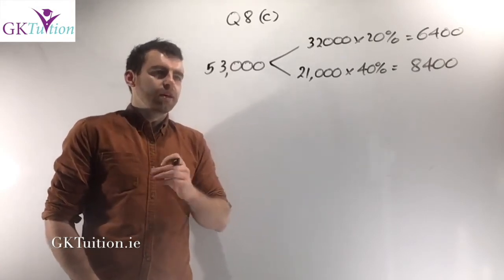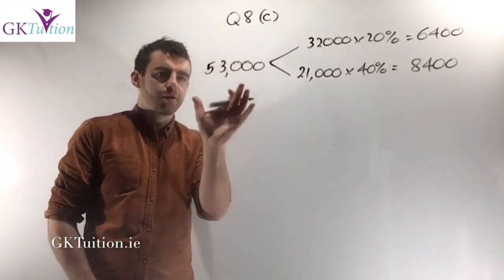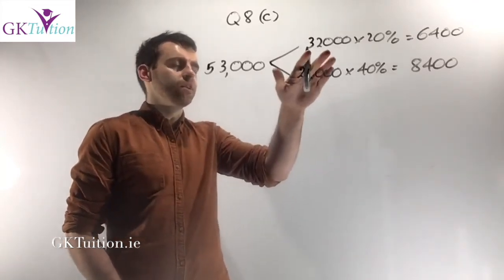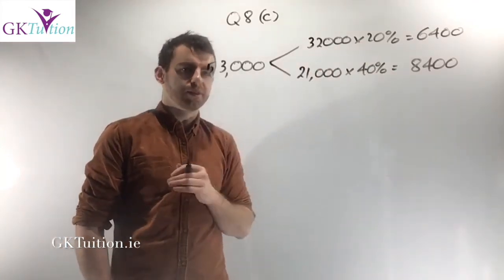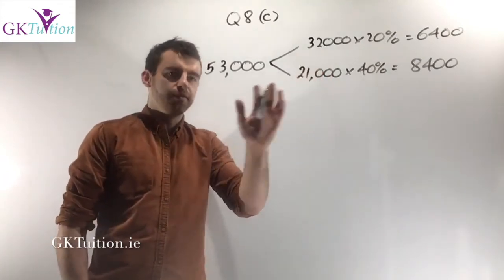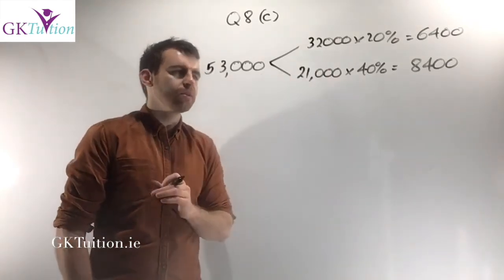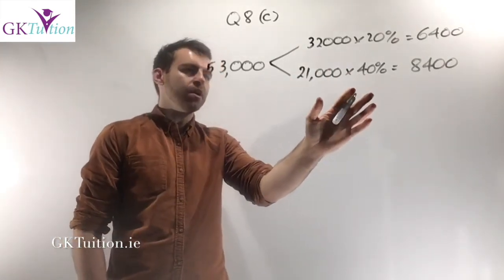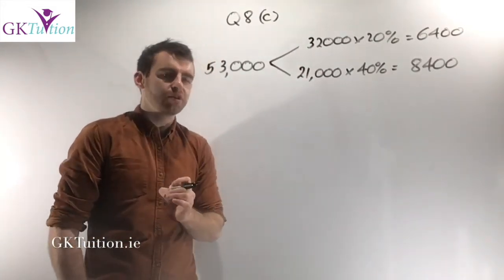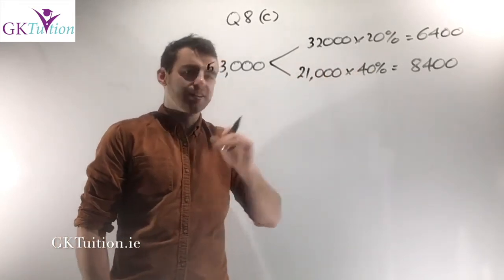So he's no longer on 53,000. He's on a number bigger than 53,000. But I want to think about what we did in Part A. In Part A, we worked out that on the first €32,000 he earns, he's going to pay 20% tax. And then on anything above that, he's going to pay 40% tax. Anything he earns more than 32,000, he pays 40% tax. So I said 53 minus 32 means that he earns €21,000 above this figure, and he pays 40% tax on it.